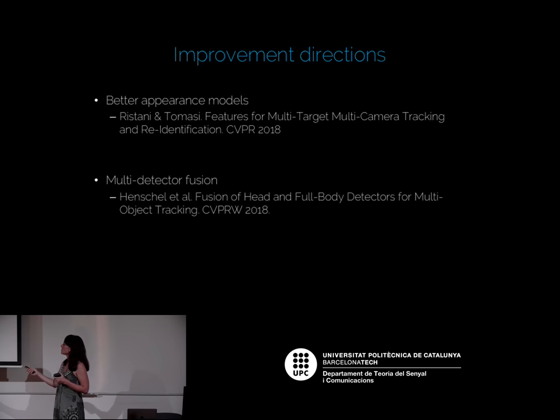And finally, this is more of an optimization work that we did for multi-detector fusion. So when you not only want to use body detections, but also head detections, for example, how can you change your optimization algorithm to perform tracking? So this is more from an optimization side, if you're interested.